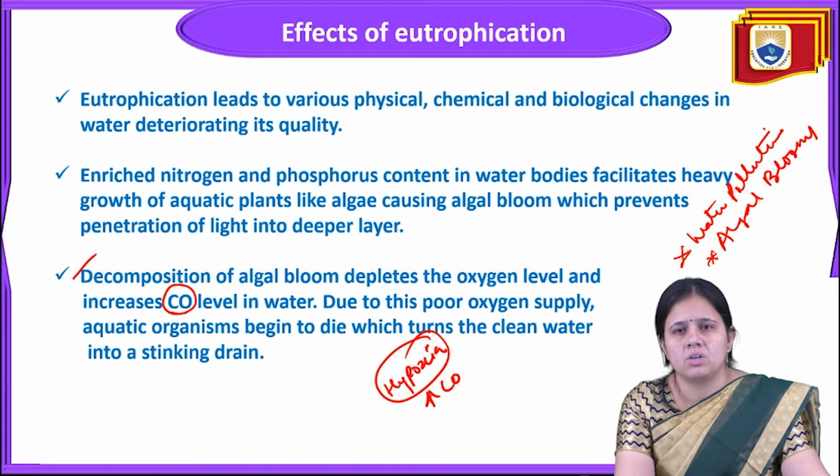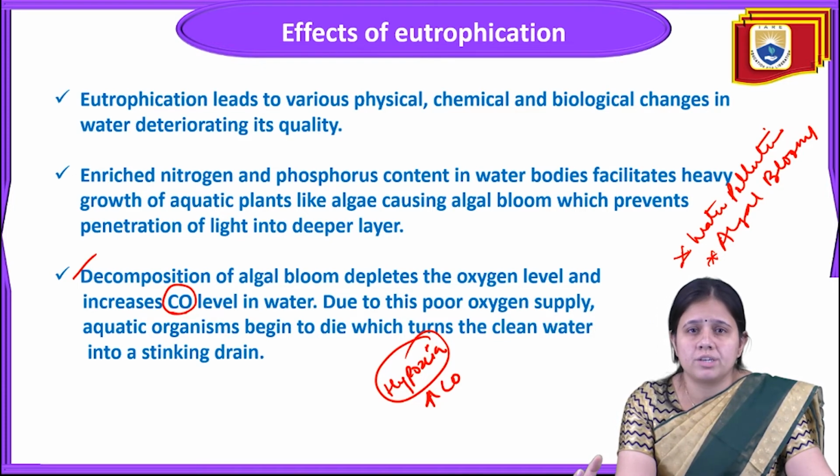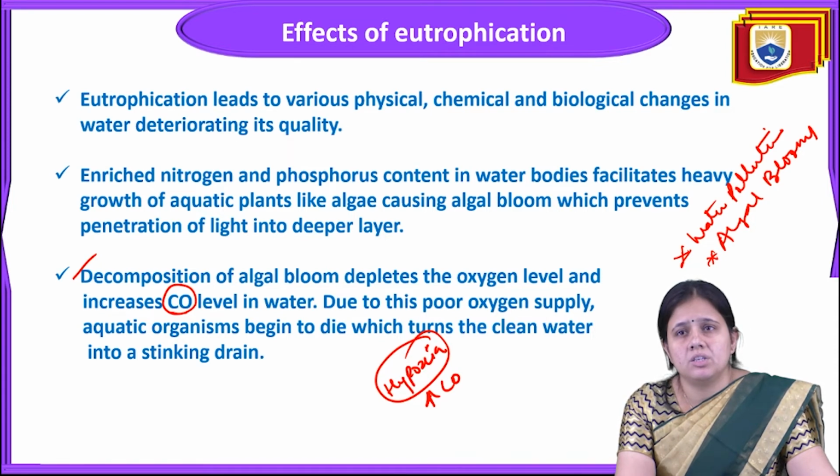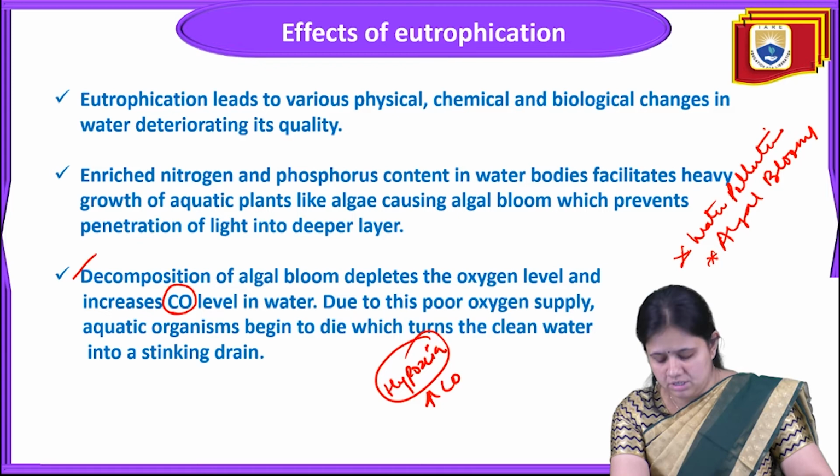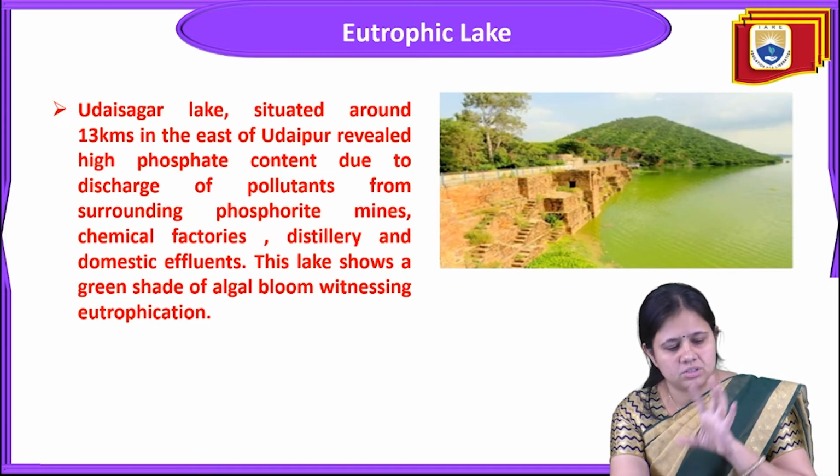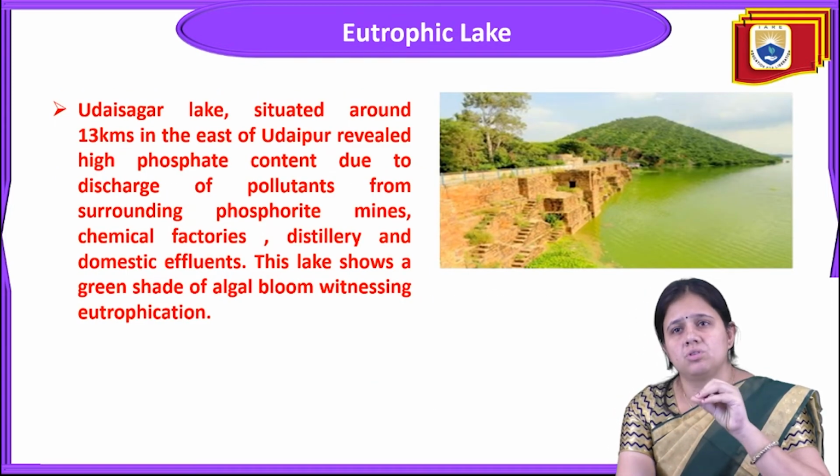This will cause death of many aquatic organisms. It will lead to the water pollution. It is causing algal bloom. So these were the general effects of eutrophication. Now comes to the next part of the discussion. Examples for this eutrophication of lakes.